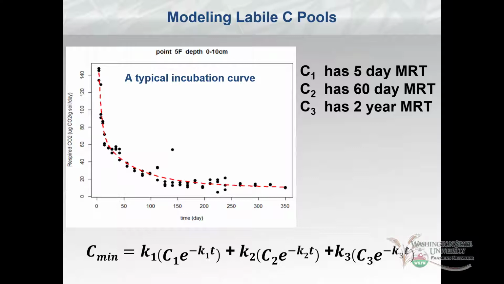Anyway, that can be used with equations to identify carbon that has different mean residence times. In other words, how long does it stick around? You can have 5-day carbon, 60-day carbon, and 2-year carbon that we can put into an equation and start to look at in terms of management impacts on that active fraction, these 5-day and 60-day pools, versus more recalcitrant carbon that's just hanging out and not turning over very rapidly.